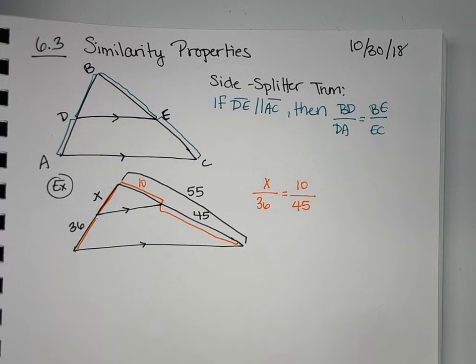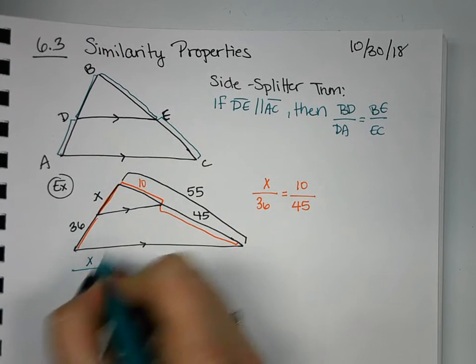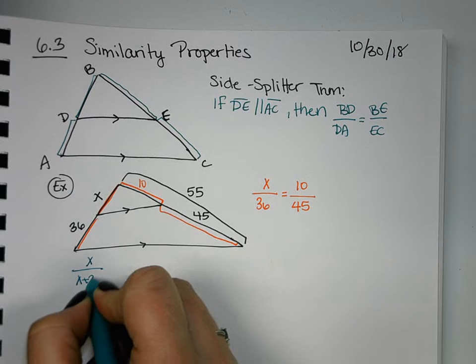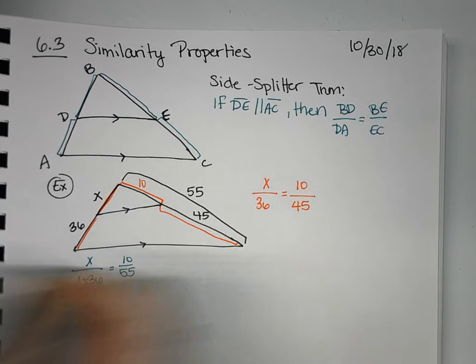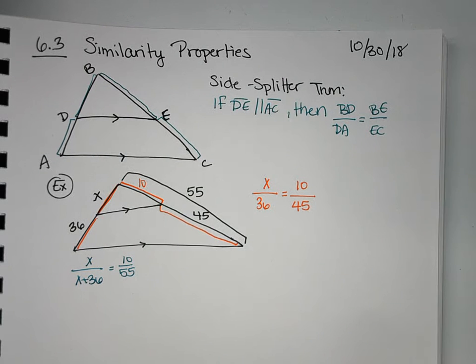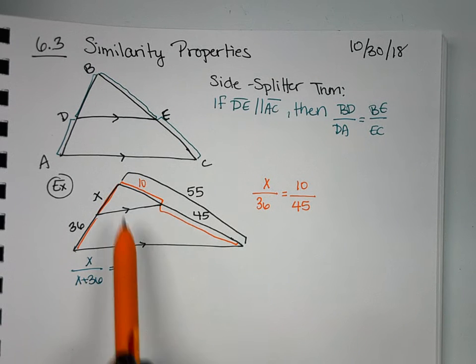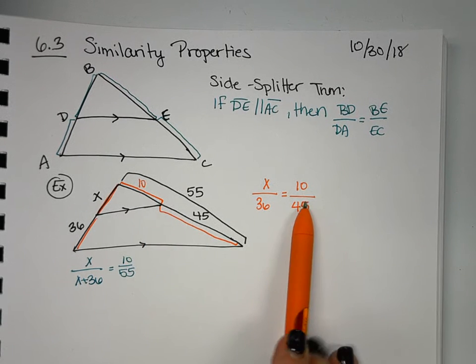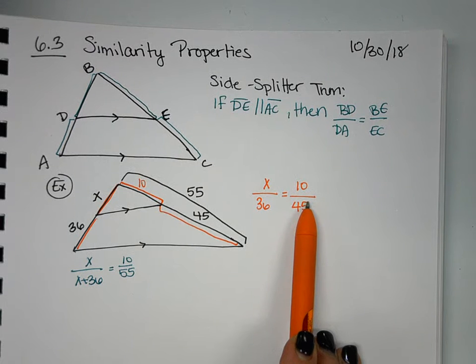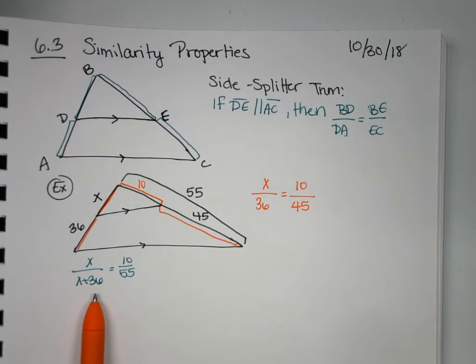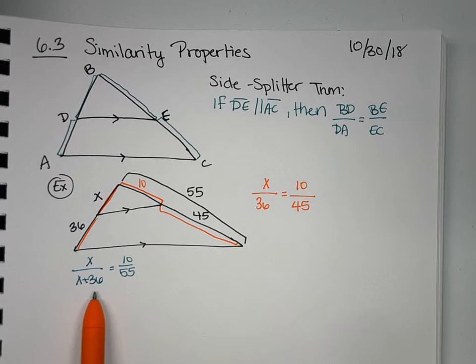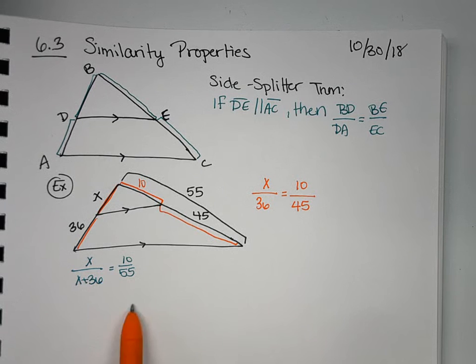If we wanted to do it the old way, we would have done x over, and then we would have had to add these two together, equals 10 over 55. Now both of these will give you the same answer, but which one looks a little simpler to solve? The side splitter. So if you know these are parallel, use the side splitter. It usually makes your proportion look slightly simpler. If you do not know these are parallel, you have to do it this way. Okay? But it's not wrong. So if you forget the side splitter, you could still always do it this way.